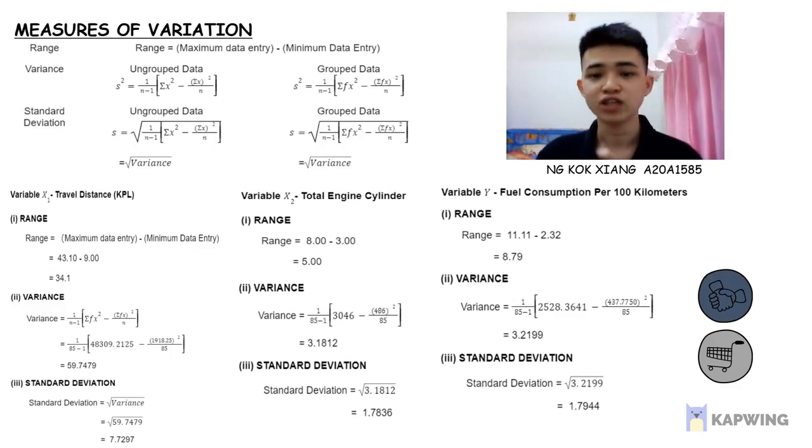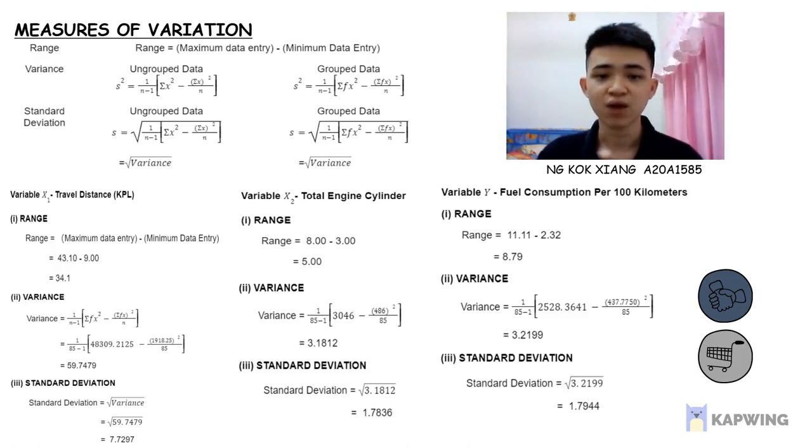The formula for range is maximum data entry minus minimum data entry. The formula for variance and standard deviation is presented in the slide. The first step is to find the value of x squared, fx, and fx squared for every class by using table form. The table is shown in the report. Next, substitute all the values into the variance formula and the answer was calculated.